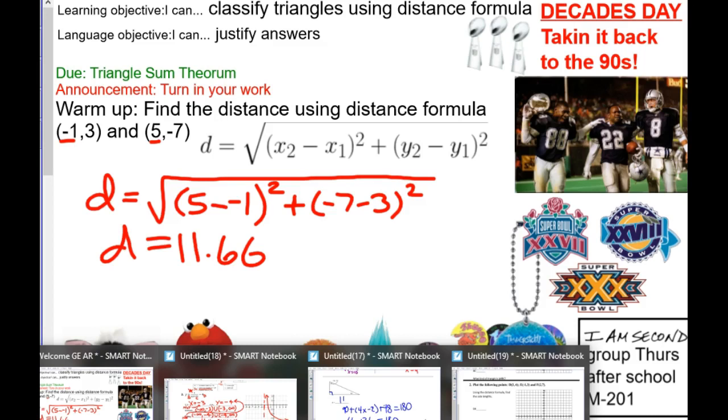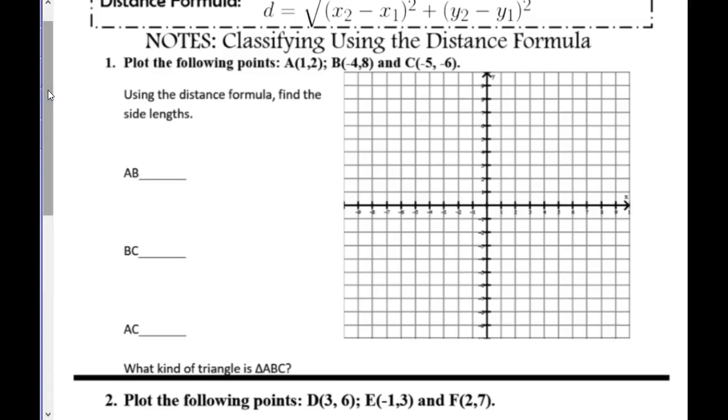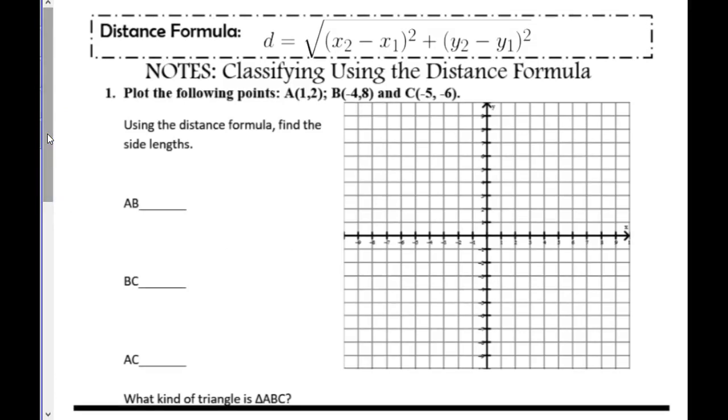All right, next one. Here we go. On your notes, at the very top, go ahead and write this formula down, which you hopefully know, but either way, now you can have it on your notes again from the warm-up. So make sure you're writing this down. Distance equals the square root of parentheses x2 minus x1 parentheses squared plus parentheses y2 minus y1 parentheses squared.